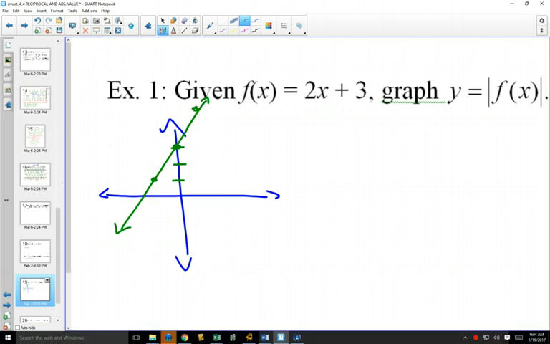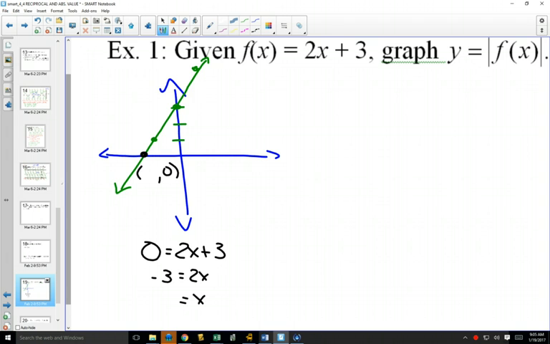Now, when we flip the negative part over, a key point is going to be your x-intercept. What are the coordinates of my x-intercept on that green line? Something, 0. Now, if you can see it right from the graph, great. If you can't see it from the graph, how do we find an x-intercept? Algebraically, make y equal to 0. So if I made y equal to 0 and I solved for x, I would get negative 3 over 2.